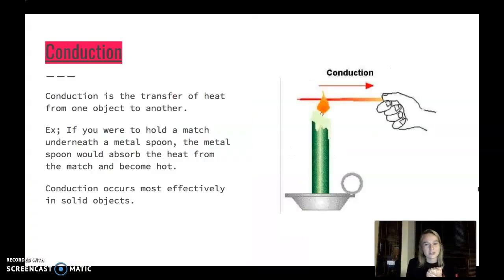Now, the first one we're going to jump into is conduction. So conduction is the transfer of heat from one object to another. So think about that for a sec. What do you think that means? Without looking at the example, what do you think that means?